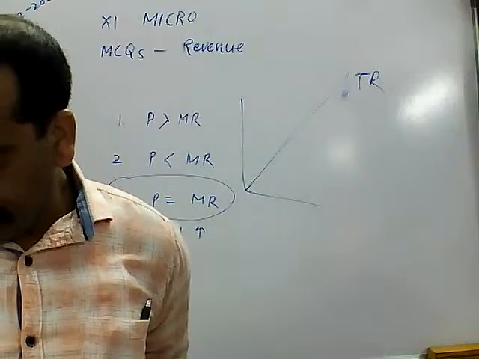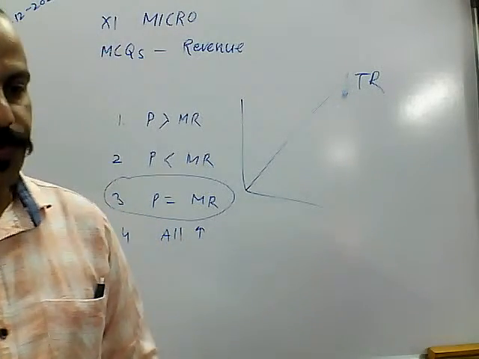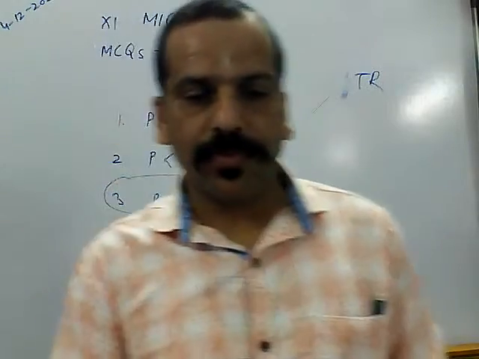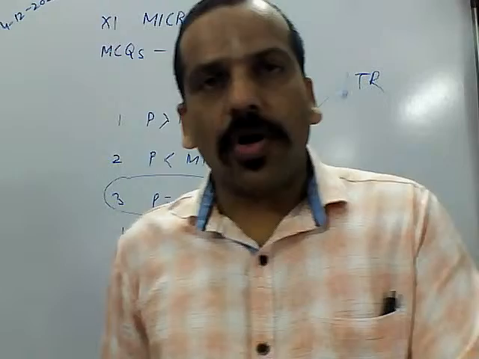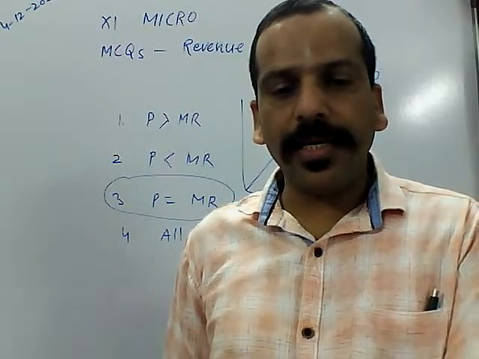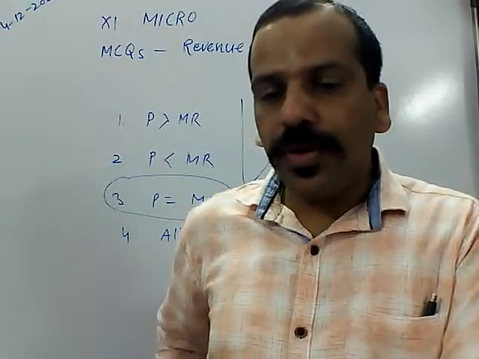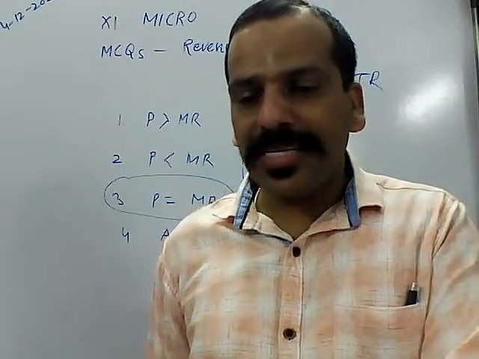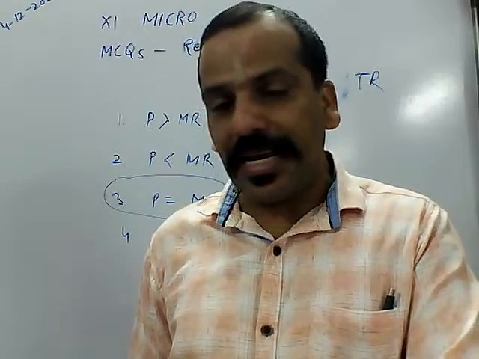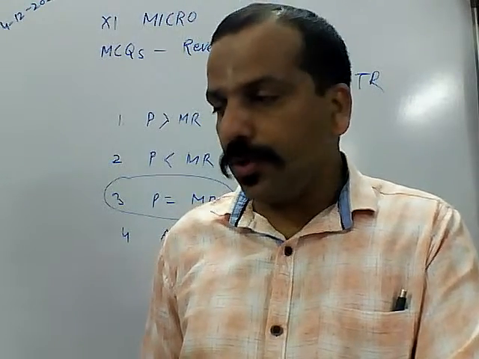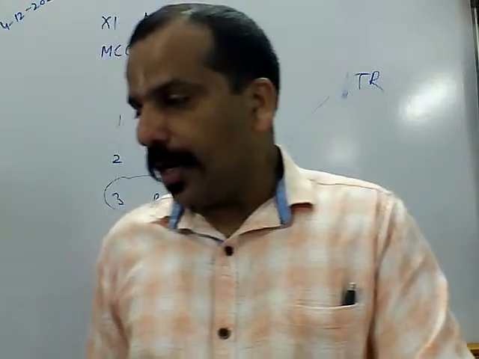Question number 15. At any given level of firm's output, marginal revenue is the average revenue earned by selling entire output, additional unit of output. Okay, both A and B, neither A nor B.